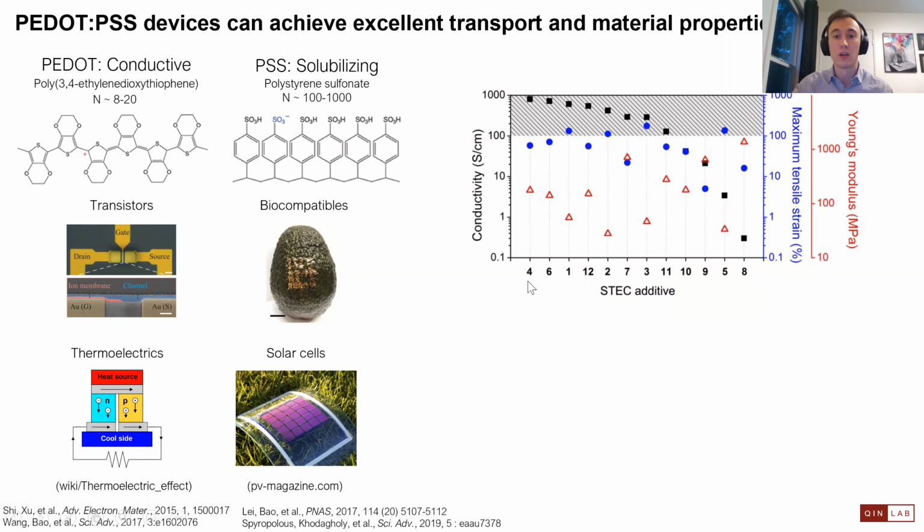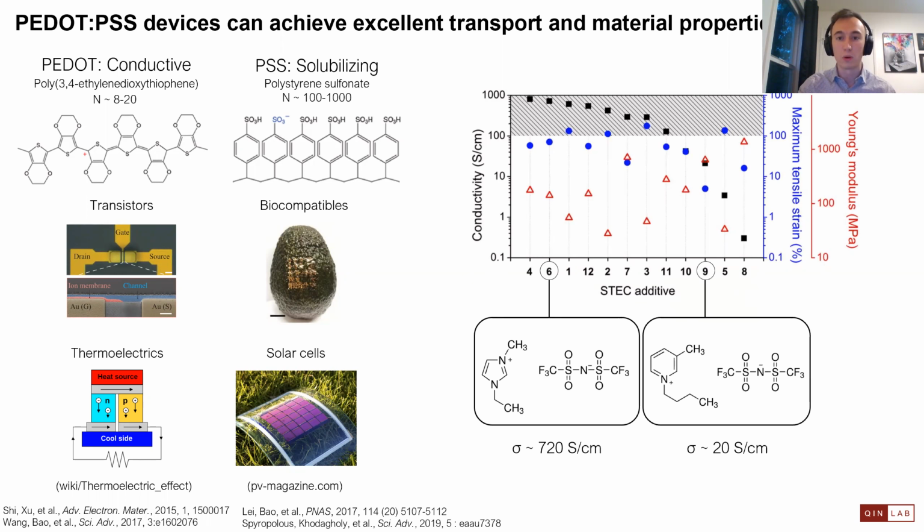In order to do so, they looked at 12 different additives in an informed and educated, but nonetheless trial and error approach, and ended up ranking them on the x-axis in order of decreasing conductivity here. I'm going to show you two different additives to emphasize the point that the molecular details in these sorts of systems are quite important.